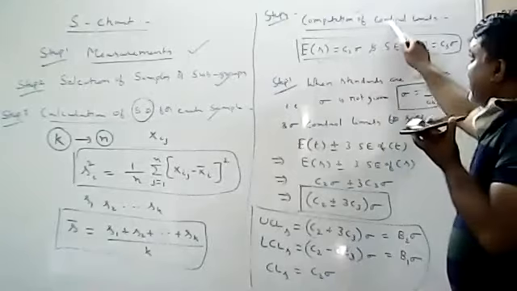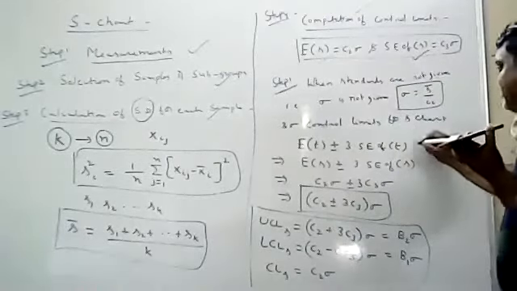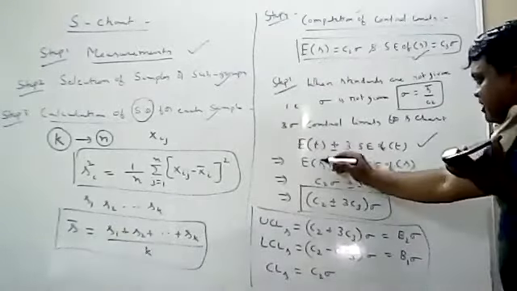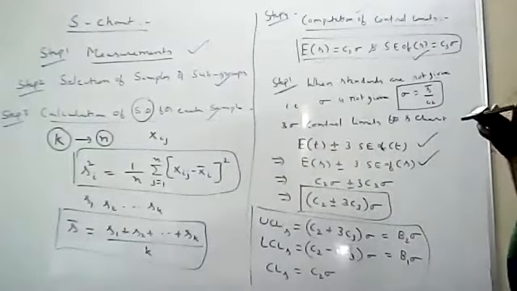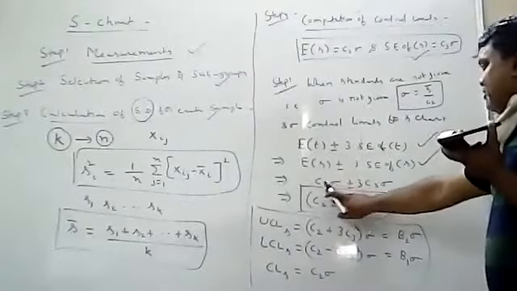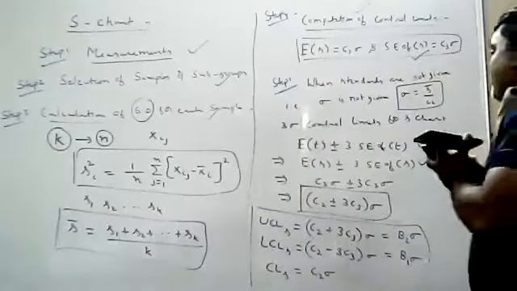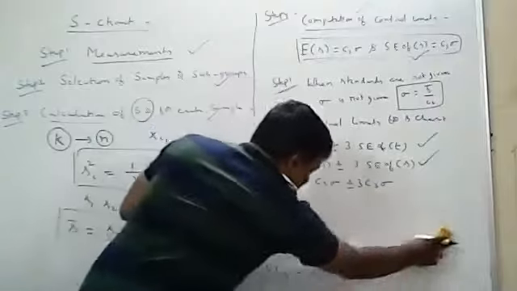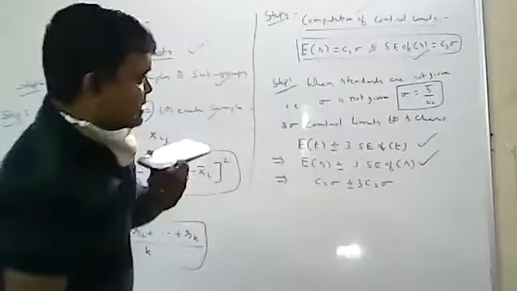What you have to calculate? You have to calculate control limits. The 3 sigma control limits for S chart is given by expectation of t plus or minus 3 into standard error of t. Now which chart you are constructing? S chart means expectation of S plus or minus 3 into standard error of S. Expectation of S is C2 sigma. Standard error of S is C3 sigma. That means you will get C2 plus or minus 3C3 sigma.